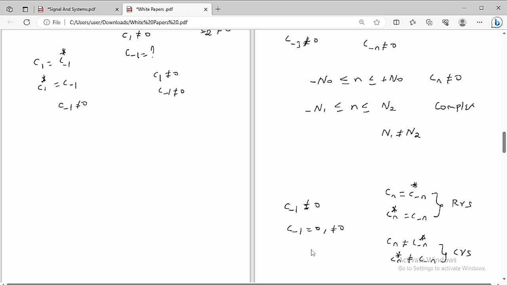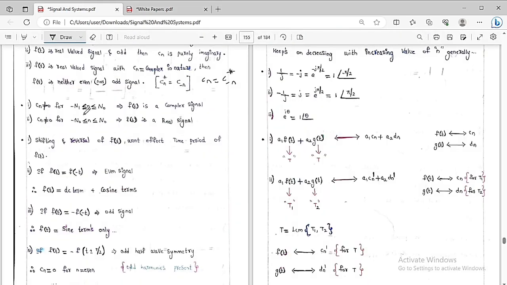Therefore, if C of 1 is not equal to 0, then for a complex value signal C of minus 1 can be equal to 0 or it may not be equal to 0. We don't know practically what will happen. That is the reason. If they both have the same values of n, then we say it is a real value signal. If the values of n are different, then it is a complex value signal. Therefore, if n0 and n0 are both same, plus n0 here and minus n0 here, then only we can say it is a real value signal. If these are different values of n, then it is a complex value signal.